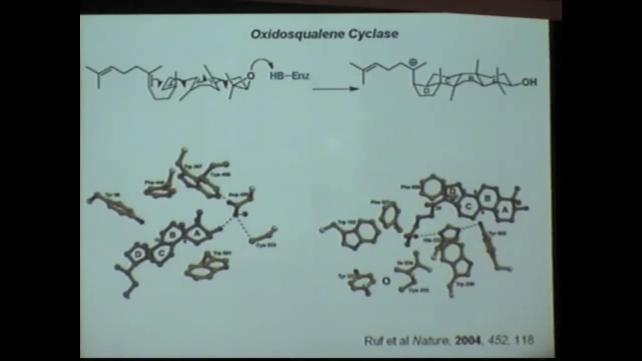A lot is known about the enzyme, and the basic idea is an acid to activate the electrophilic functional group. And then, remarkably, what the enzyme does is use weak secondary interactions, mostly hydrophobic interactions, to surround all of these functional groups that are reacting and orient them and stabilize charge and position them just right such that they cyclize in a particular way.